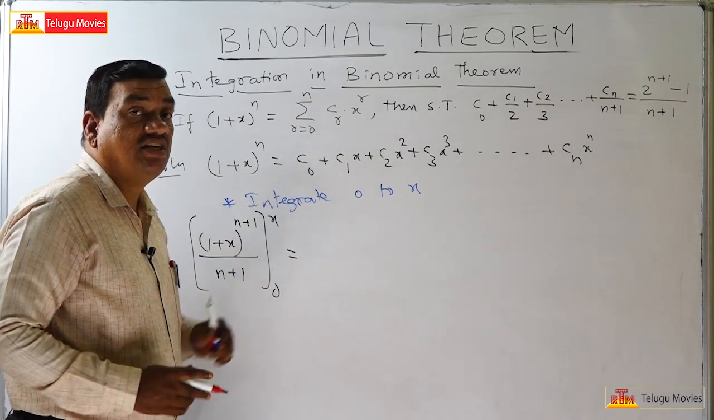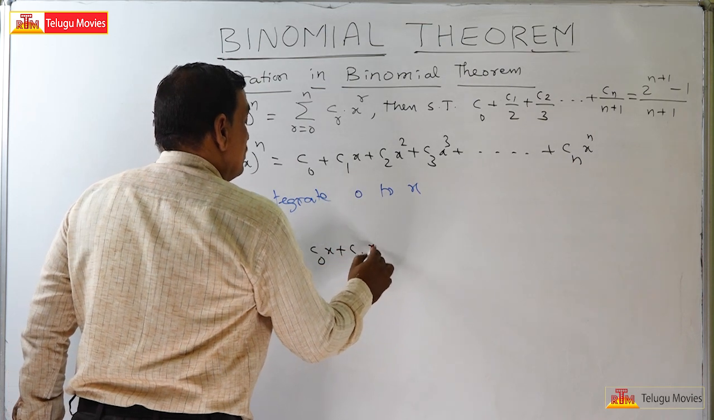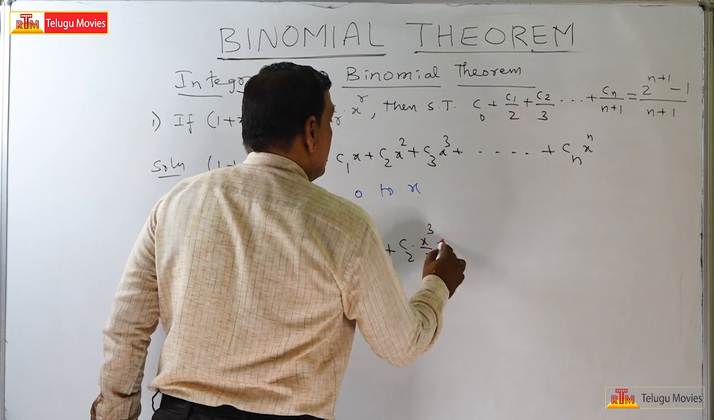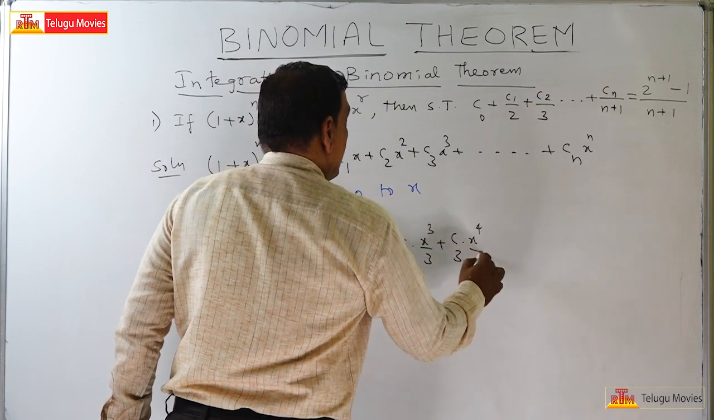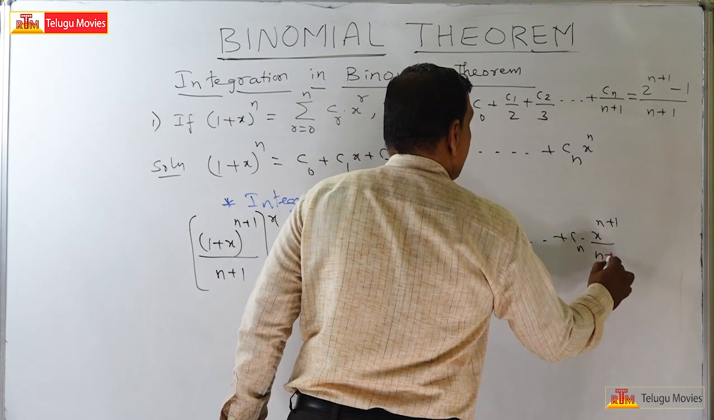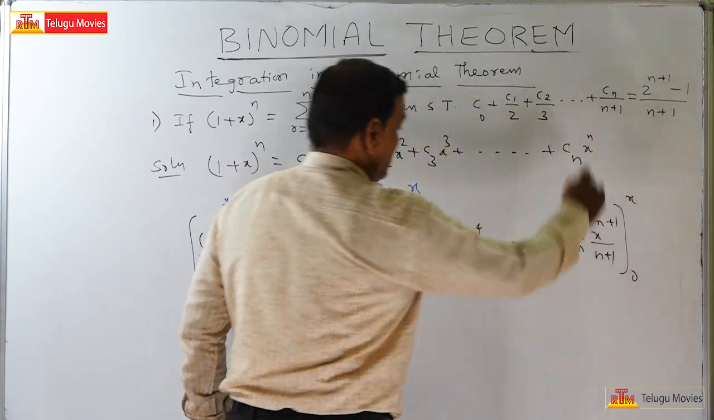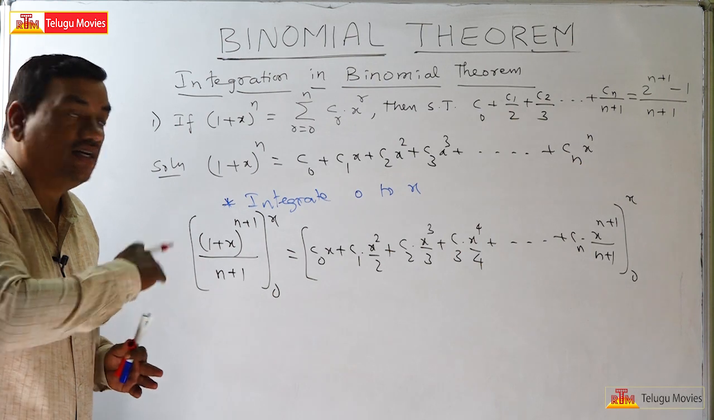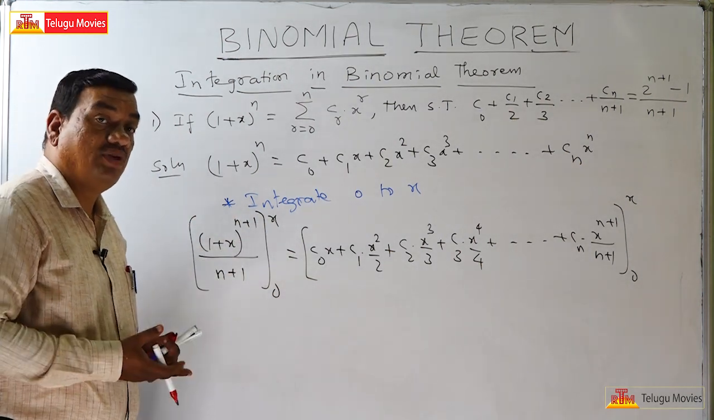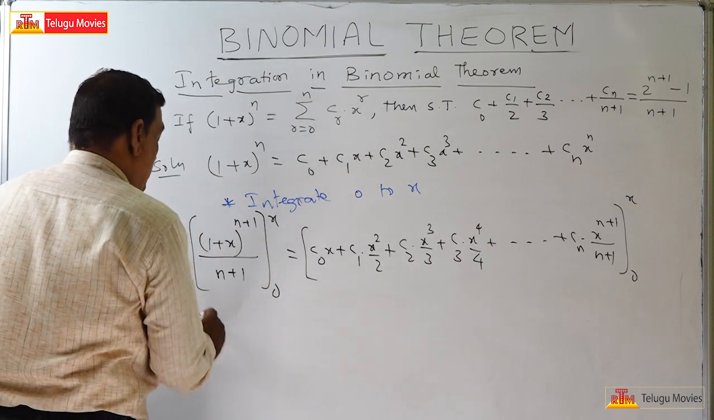So what is the integration of c naught, a constant? That is equal to c naught x plus c1 into x square by 2 and c2 into x cube by 3 and c3 into x power 4 by 4 plus so on, cn into x power n plus 1 by n plus 1. Here the limits are from 0 to x. So what I did is integrate on both sides. The upper limit is x, wherever x is there substitute x, the lower limit is 0, wherever x is there substitute 0.